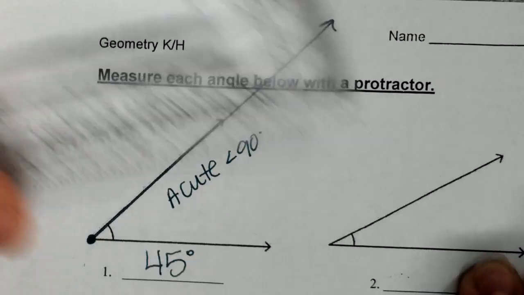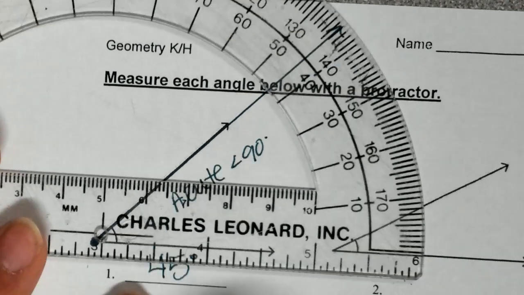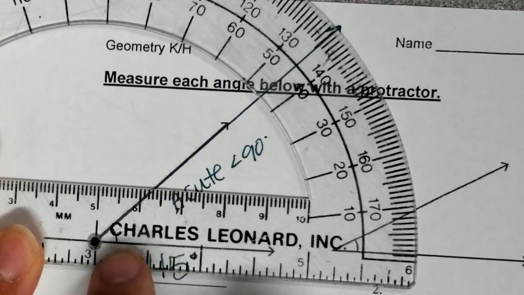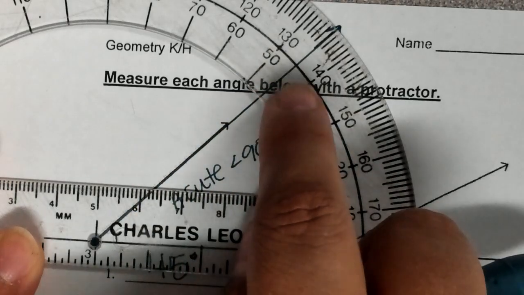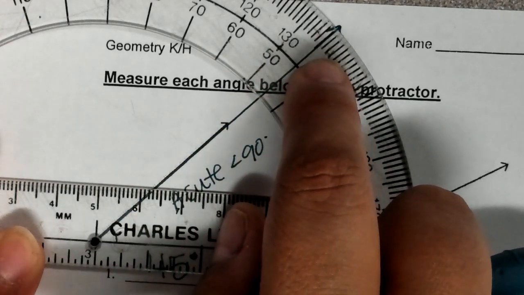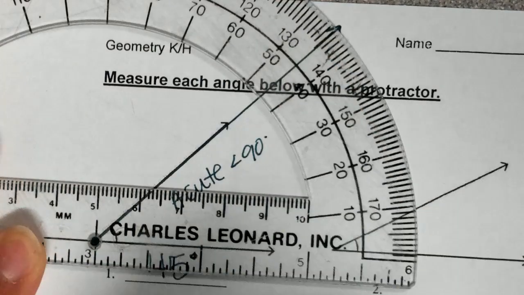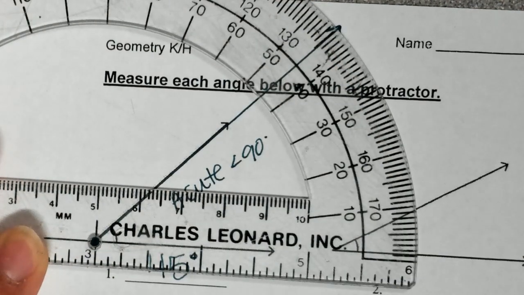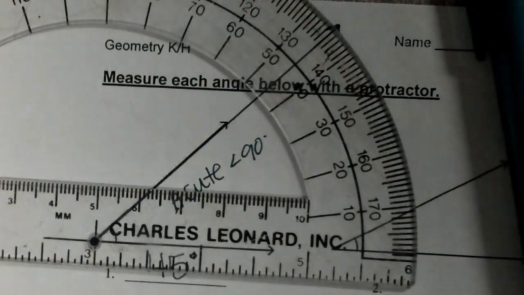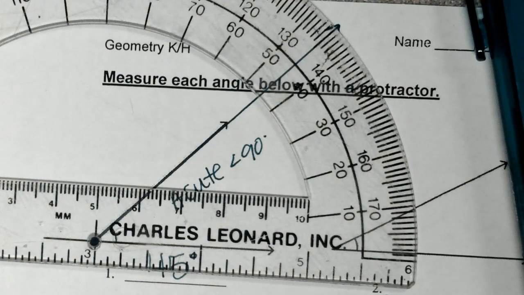Okay, let me show y'all again. You put your vertex on that little hole. You need to make sure this line is lined up, and then you're reading. How come I'm reading 45 and not 135? It's acute. It needs to be the smaller one. Does this make sense? Okay, I'm going to give you a paper. I want you to do all 6 of them from this paper. It's a great time to ask your neighbors for help. It's a great time to raise your hand and ask me for help if you need it.